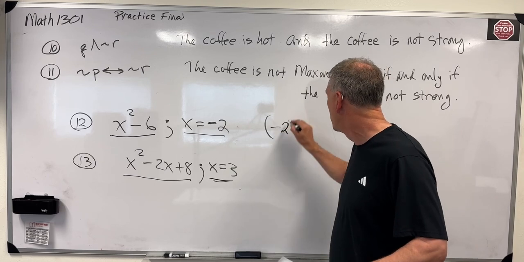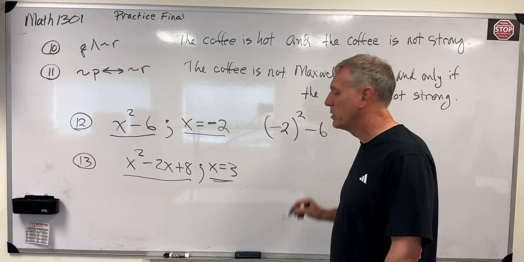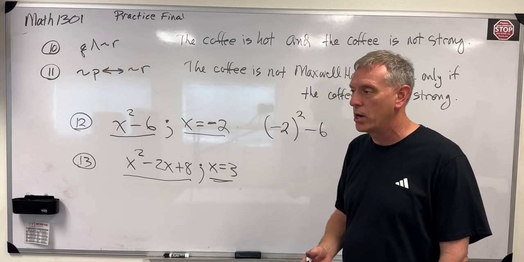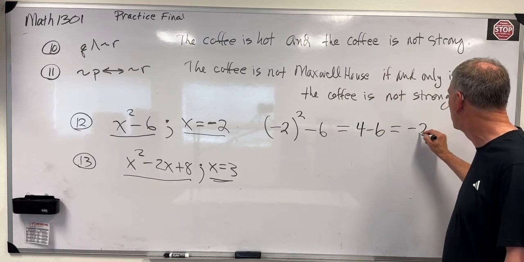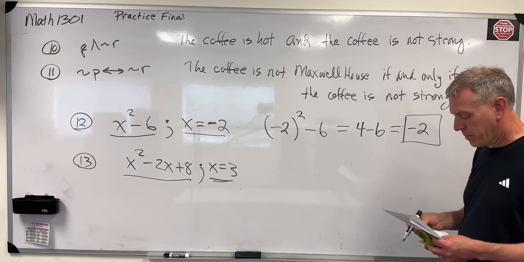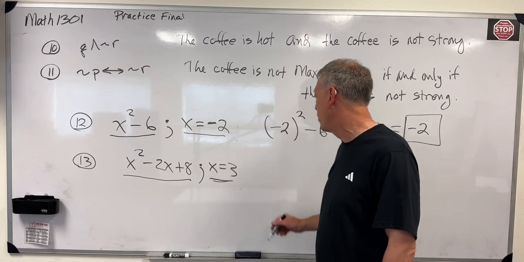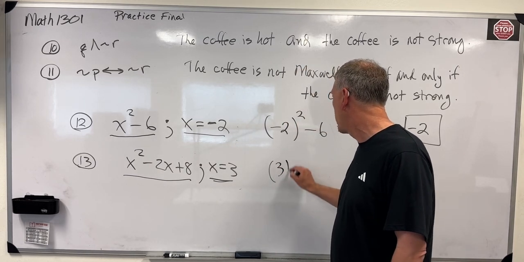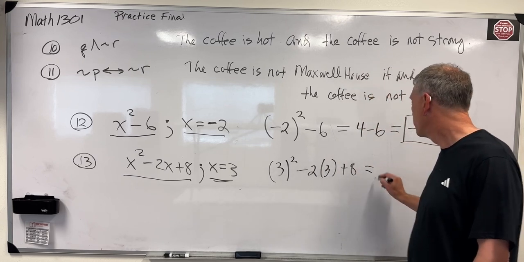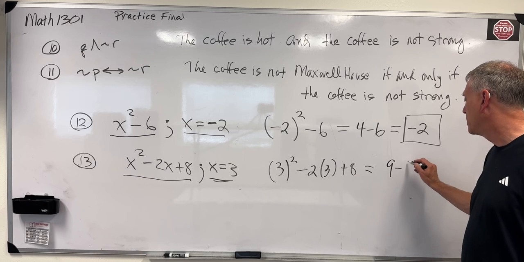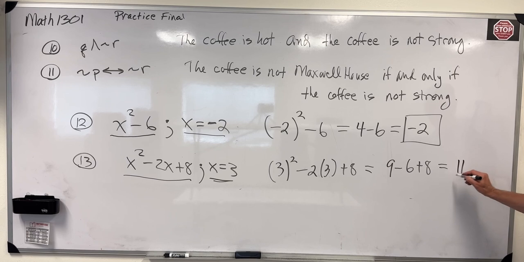So we have minus 2, and remember you're squaring the minus 2. Squaring a minus gives you a positive. Minus 2 squared is equal to 4. So this gives you 4 minus 6, which is minus 2. And then on this one, we're not squaring a negative, but we do have a negative sign. Be careful with that. So we have 3 squared minus 2 times 3 plus 8. That gives me 9 minus 6 plus 8. And that would appear to be 11.